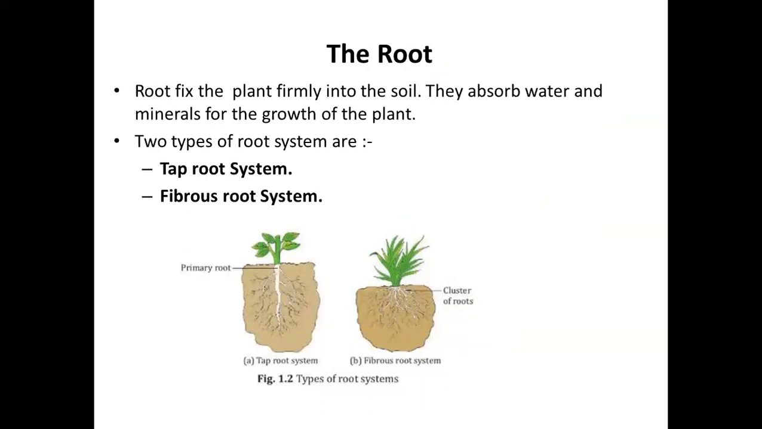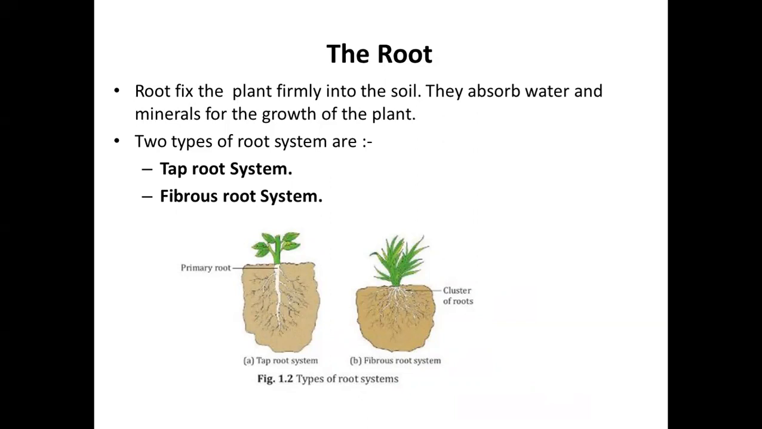The roots fix the plant firmly into the soil, and they absorb water and minerals for the growth of the plant. This is the function of roots, and there are two types of root system we can see in plants: the taproot system and the fibrous root system. Figure 1.2 shows the types of root system. The first one is a taproot system and the second is a fibrous root system.